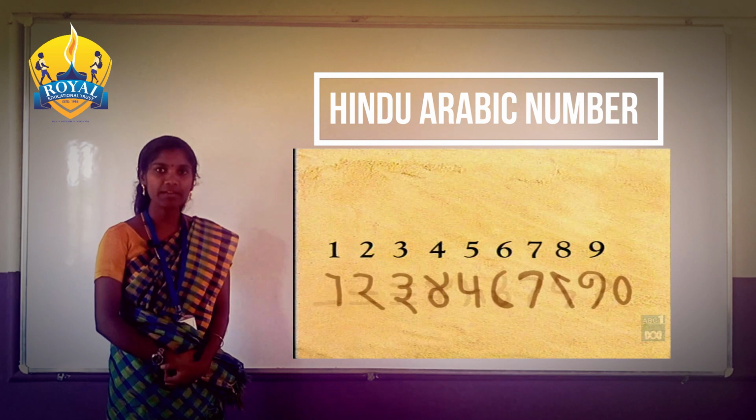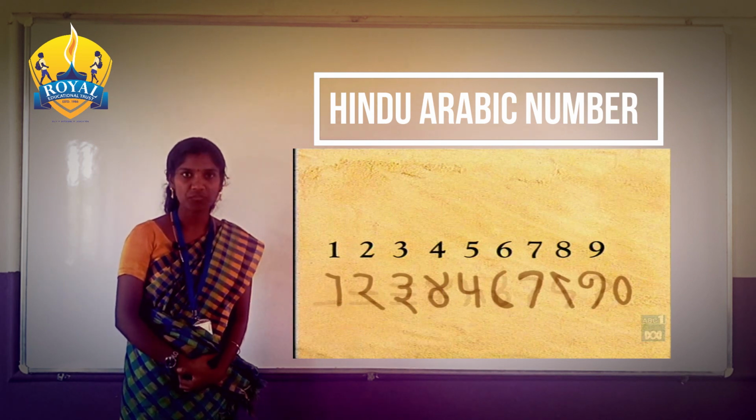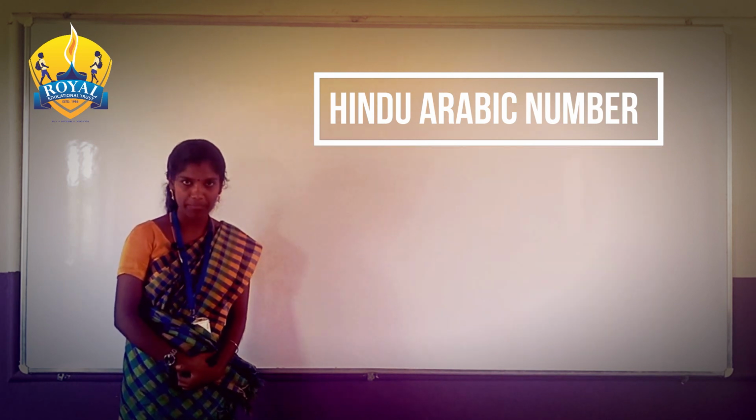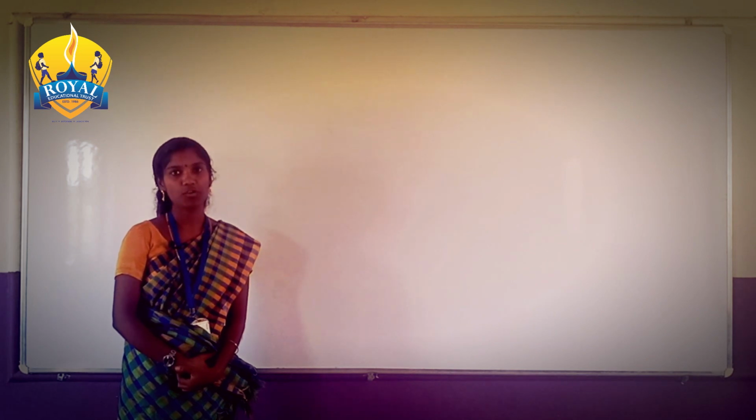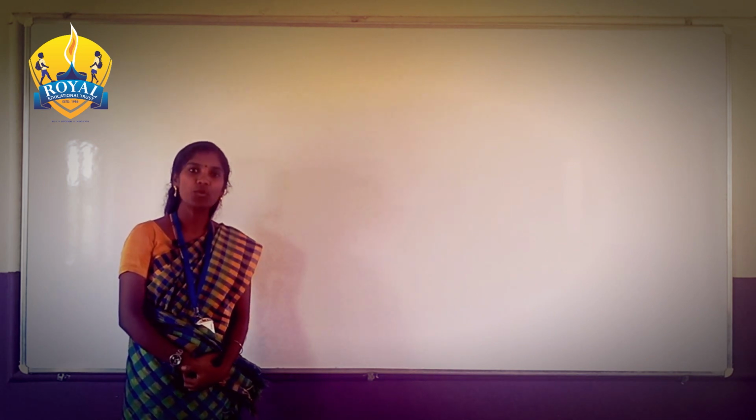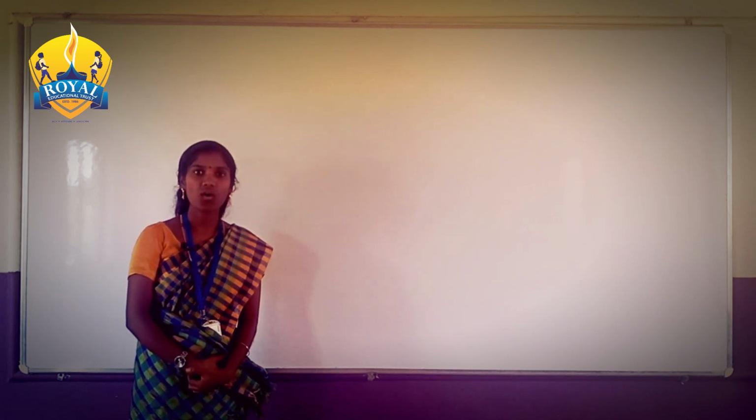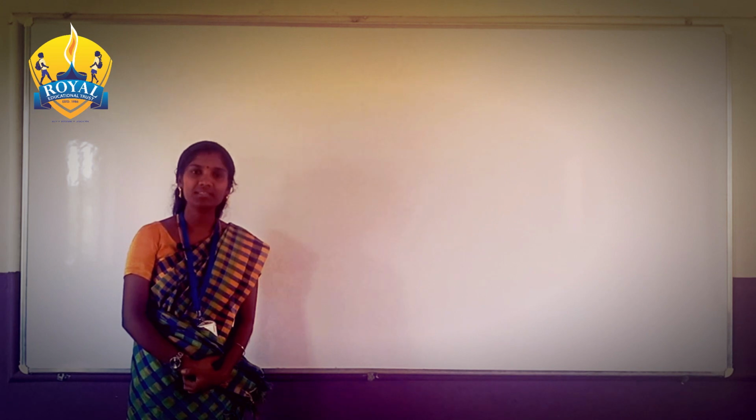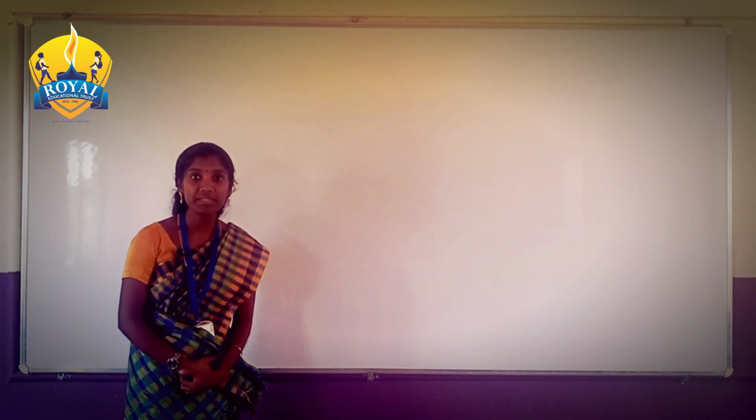We use 2 types of number in our life: Hindu-Arabic numbers and Roman numbers. Roman numbers were introduced by the Roman Empire. They represent the numbers using alphabet letters.